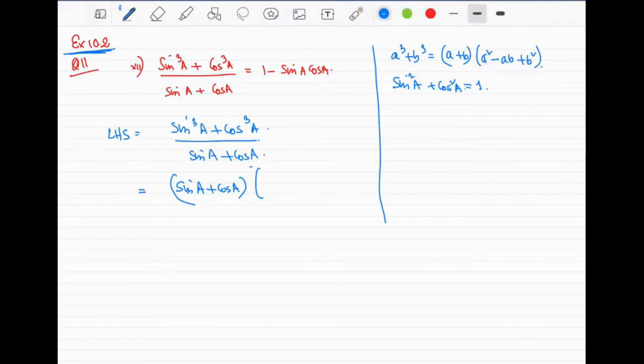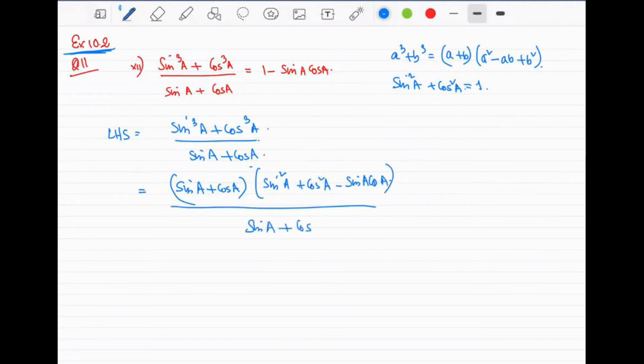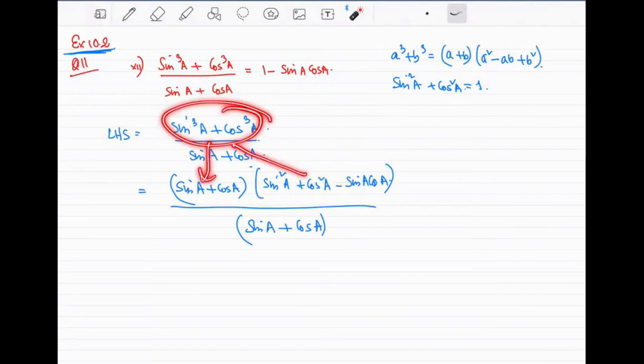So a square will be what? Sine square a. B square will be what? Cos square a. Minus, instead of ab, we are going to write sine a cos a. Denominator, it will remain the same. No trigonometry here, just algebraic expansion. This portion is expanded into these two.